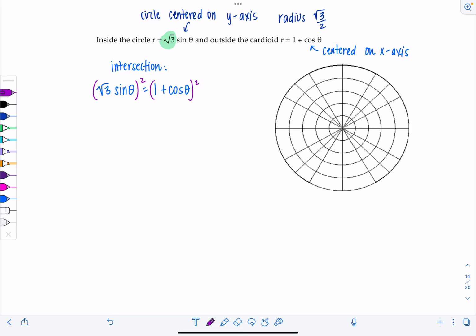Okay. So the left-hand side is going to become 3 sine squared theta. And then the right will be 1 plus 2 cosine theta plus cosine squared theta. Now I have to decide, is this equation going to end up in terms of only cosines or in terms of only sines? Usually you don't want to mix. Well, I'm stuck with this guy, right? Because it's not squared. So it looks like everything has to be in terms of cosines. So I'm going to replace sine squared theta on the left now with 1 minus cos squared theta. And there's the 3.